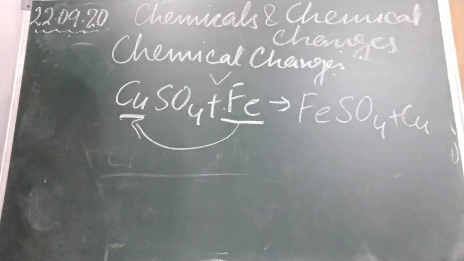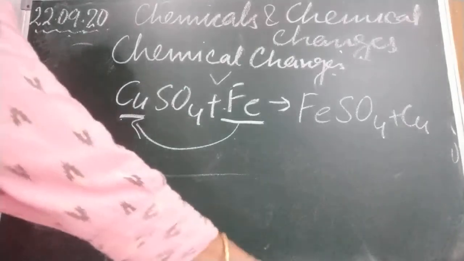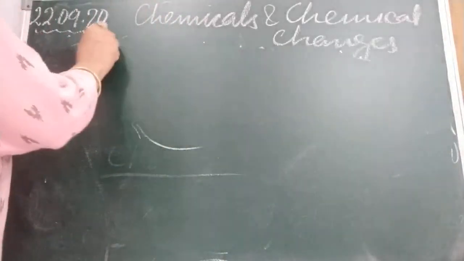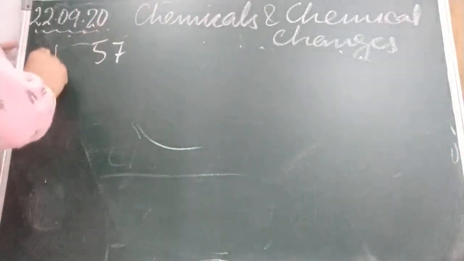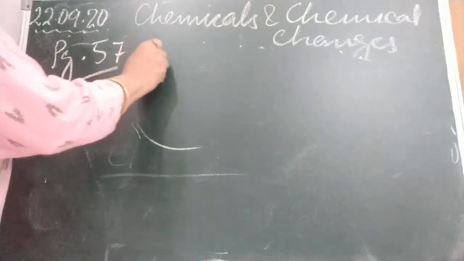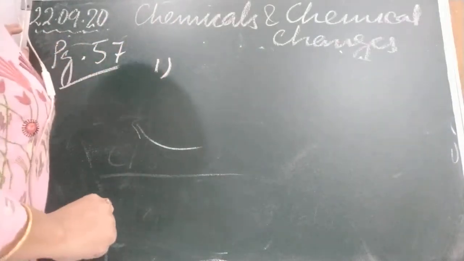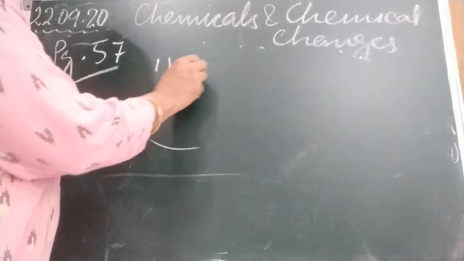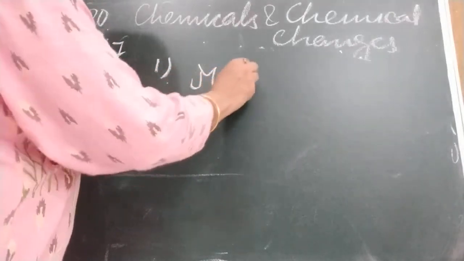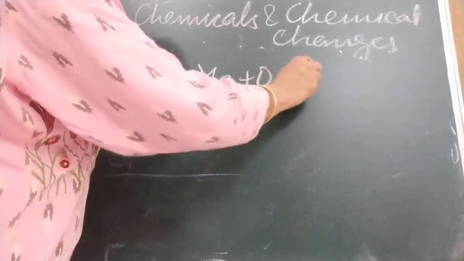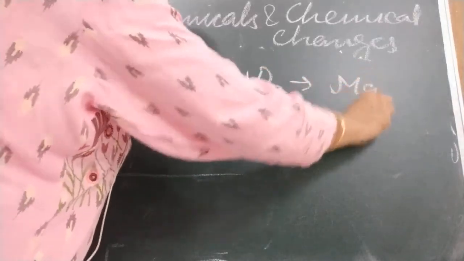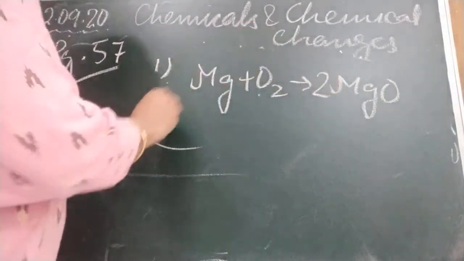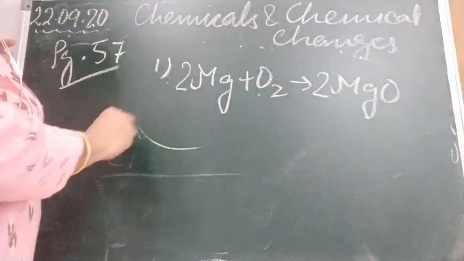It is in the book, page number 57. Balancing the equation. First is MgO, all you know. Sodium chloride, all you know. Now I am doing that. First is magnesium plus oxygen. It will give MgO. Balance it. Simple. Here O2 is there. 2 you make it here and 2 right here.